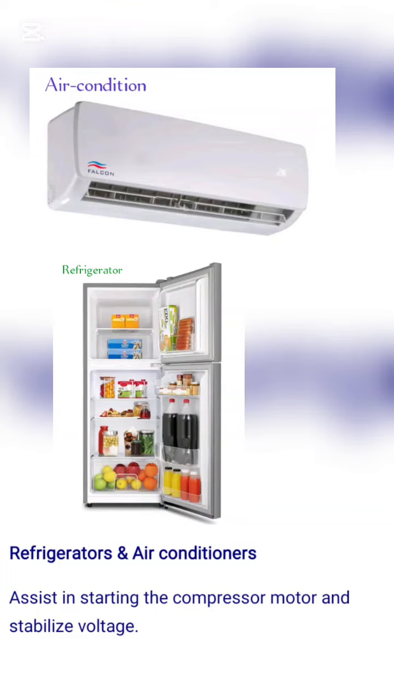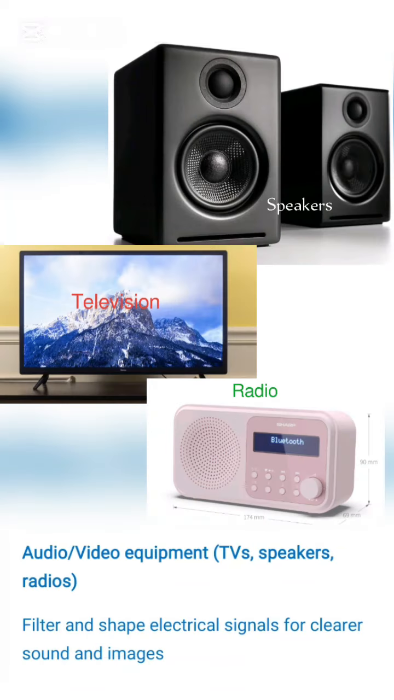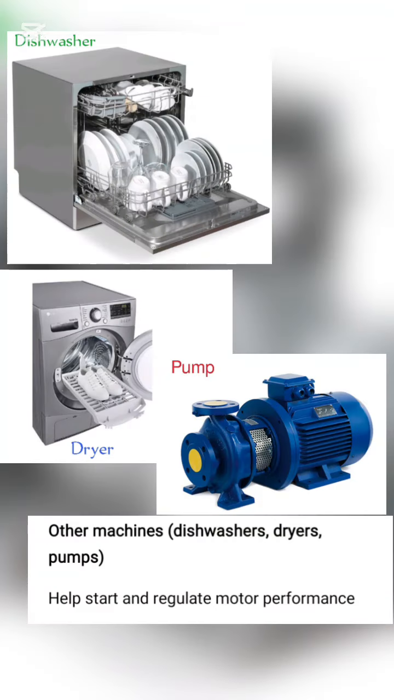6. Air conditioner and refrigerator. They assist in starting the compressor motor and stabilizing the voltage. 7. Lighting LED. Capacitors are used to filter voltage spikes and stabilize current to extend the bulb life. 8. Audio and video equipment. They are used to filter and shape electrical signals for clearer sound and images. 9. Other machines. Dishwashers, dryers, pumps. They help to start and regulate motor performance.